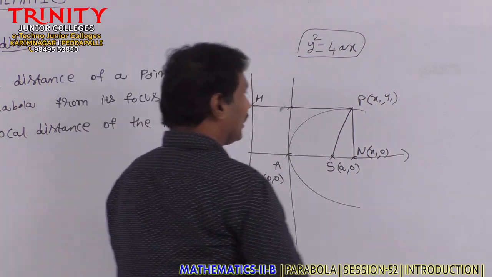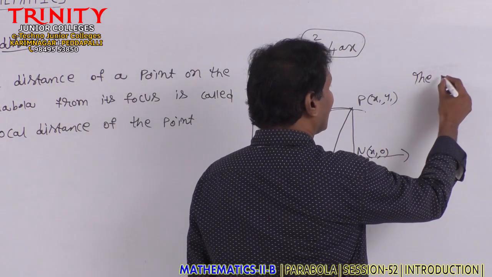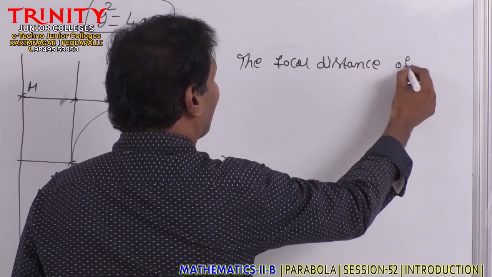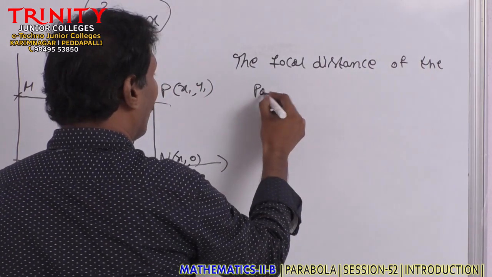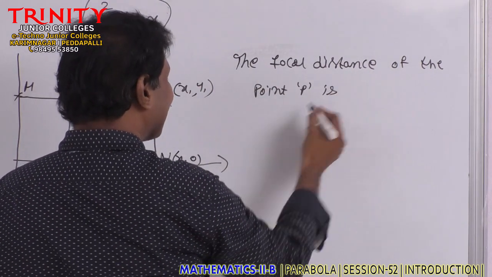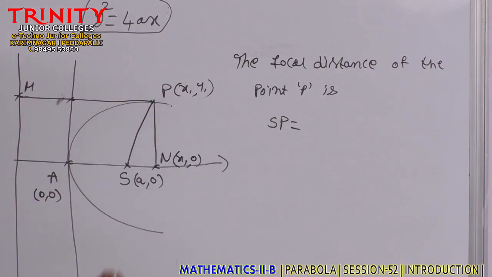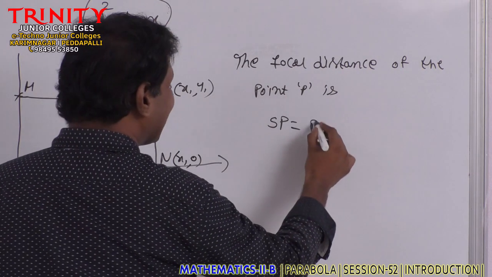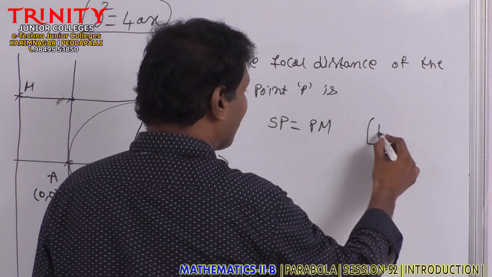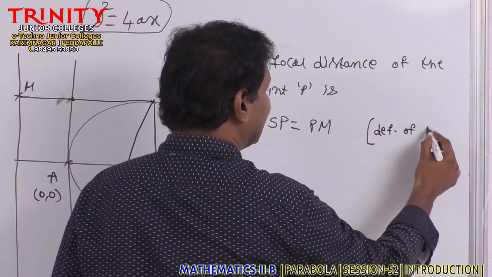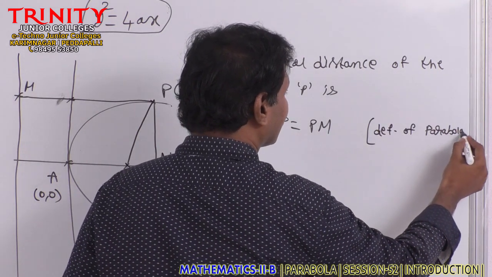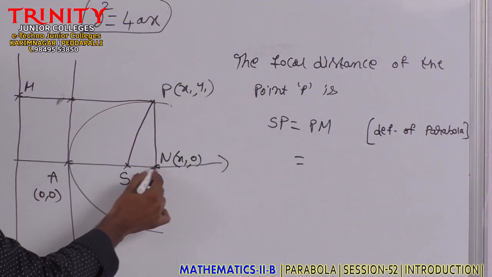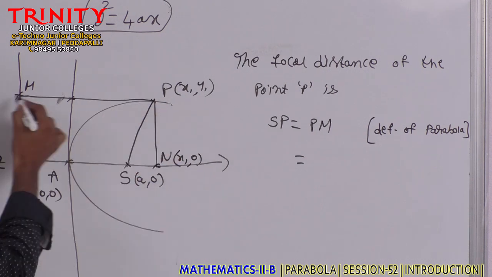Therefore, here the focal distance of the point P is SP. By the definition of the parabola, SP is nothing but PM. SP equal to PM. PM is nothing but NZ.